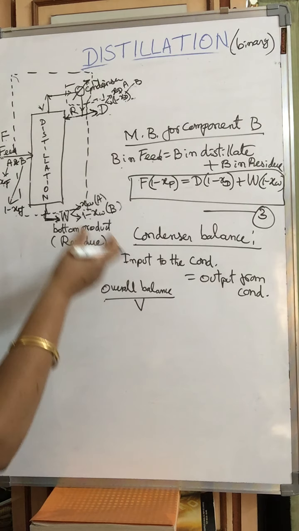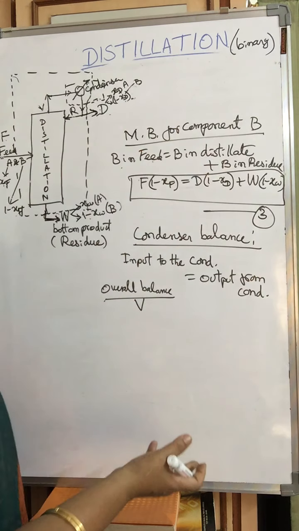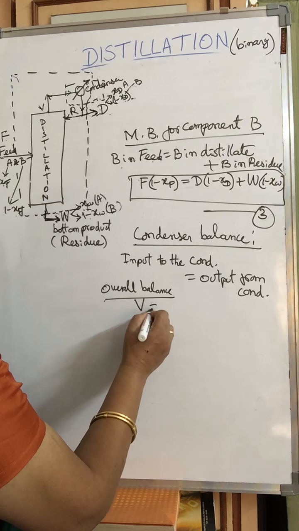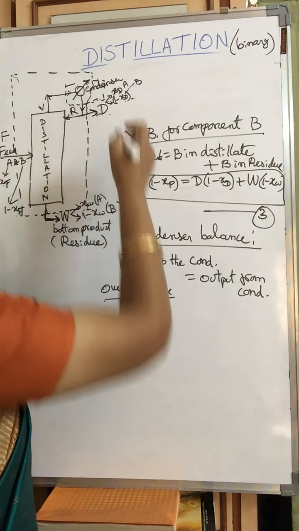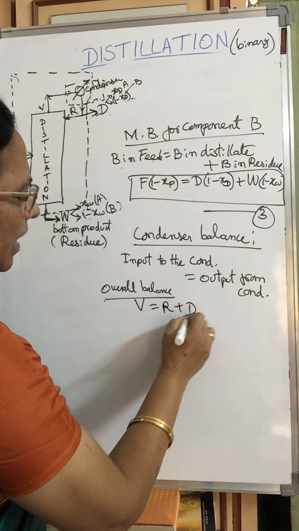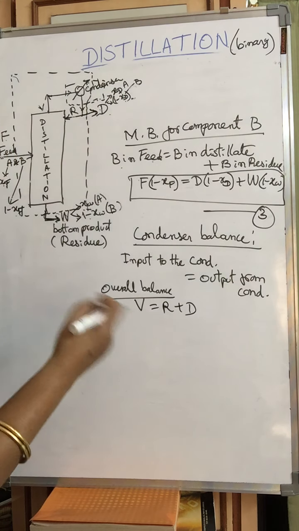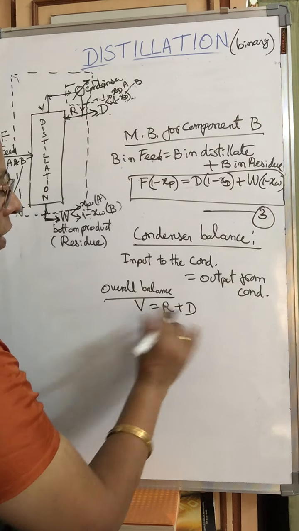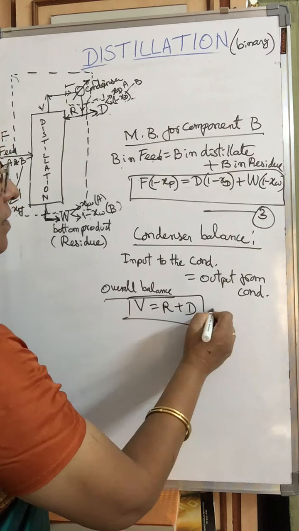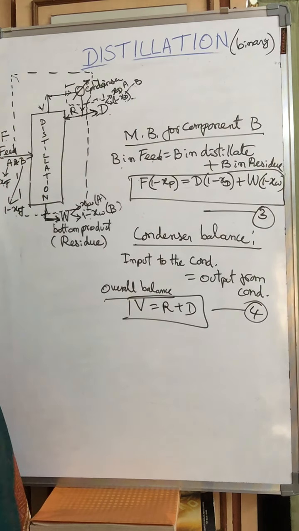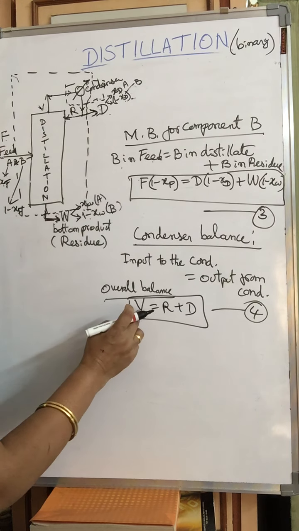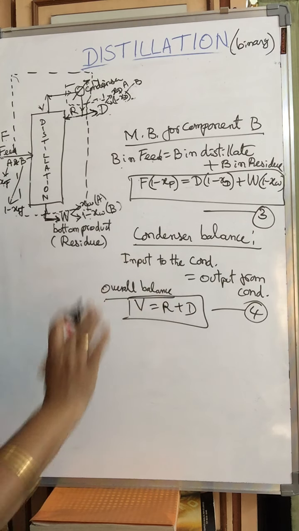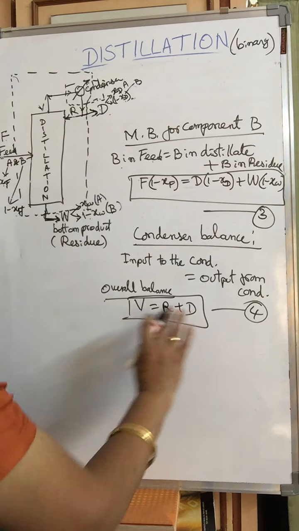Overall balance only we consider here. There is no question of component balance because everything is same here. So V is equal to R. R is coming out and D is also coming out. And there is no necessity actually for writing separately. This is enough. V equal to R plus D. This is the balance for the condenser. Let it be equation 4. Remember that composition of V is same as R and also same as D. So V equal to R plus D.